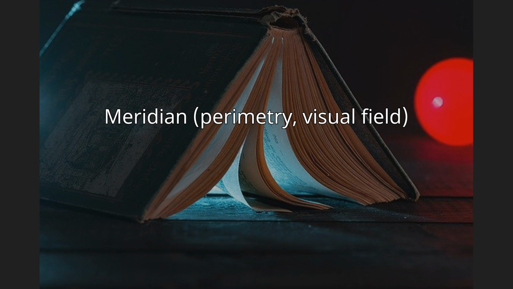Meridian, perimetry, visual field. Meridian, plural: meridians, is used in perimetry and in specifying visual fields. According to the IPS Perimetry Standards, 1978-2002, perimetry is the measurement of an observer's visual functions at topographically defined loci in the visual field.